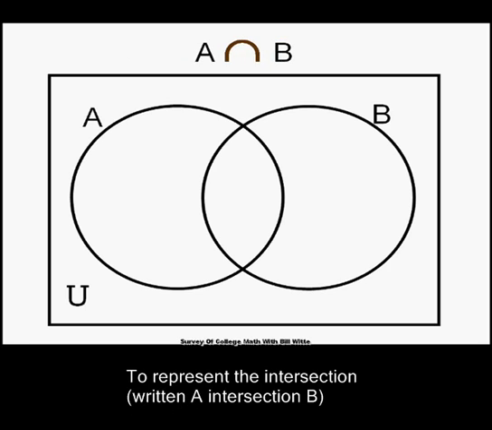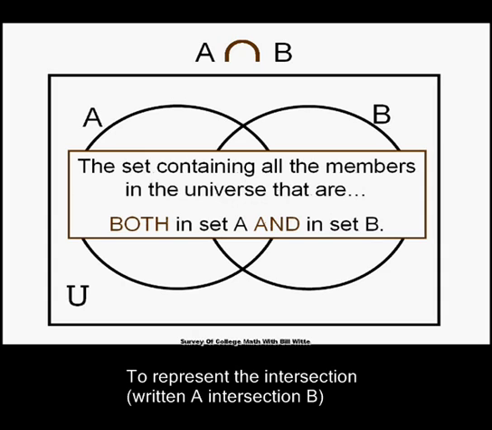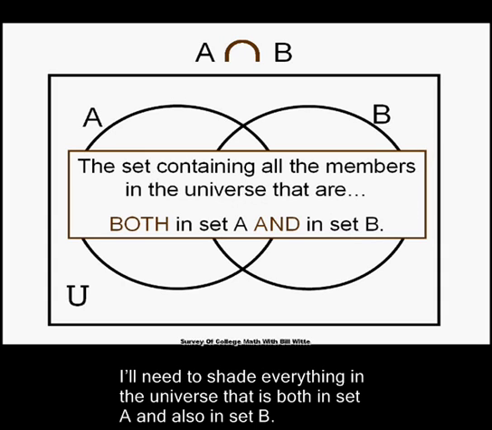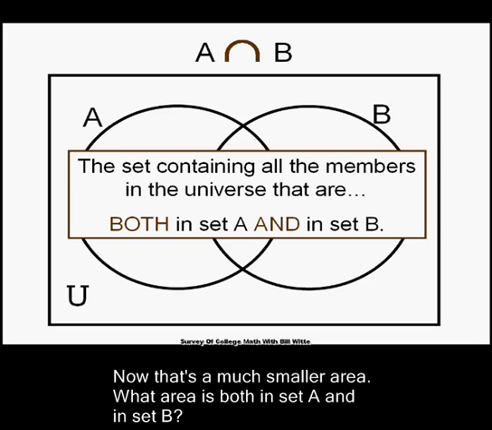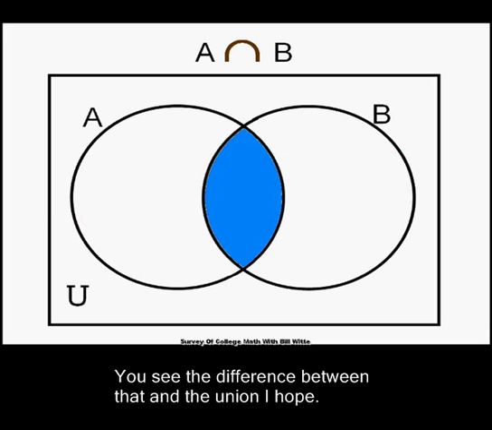The intersection, written A intersection B, I'm going to have to shade everything in the universe that is both in set A and also in set B. Now that's a much smaller area. What area is both in set A and in set B? See the difference between that and the union, I hope.